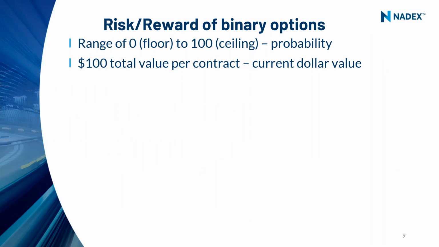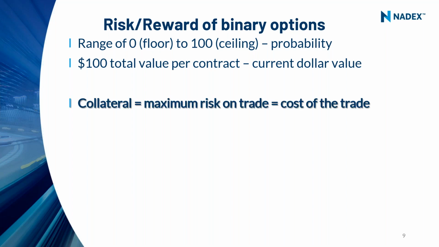Now, I told you that number represents two things. Yes, it's the probability, but at Nadex, it also represents the dollar value. We made our contracts have a total value of $100. Now, again, you don't need to do this math, but it's nice and it's handy to be able to see it very quickly and easily.